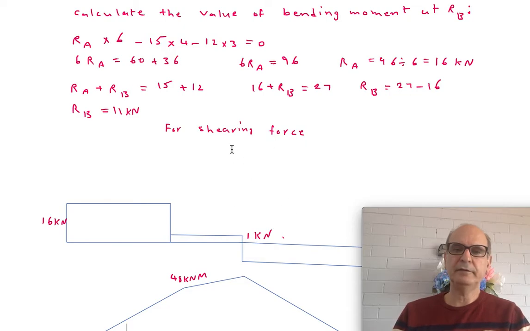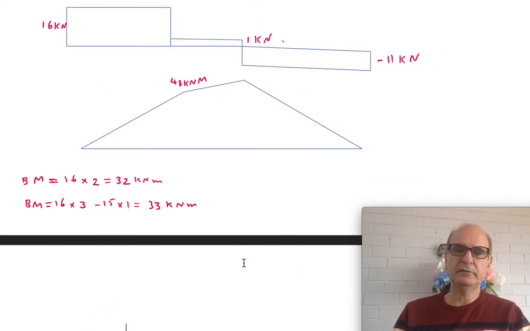Then we have the next force, which is 12 kilonewton. And from 1, if you take 12 kilonewton, it becomes minus 11. So we have a shear force of minus 11, which is in the opposite direction to what we had. So far the shearing force was up, now the shearing force is down.